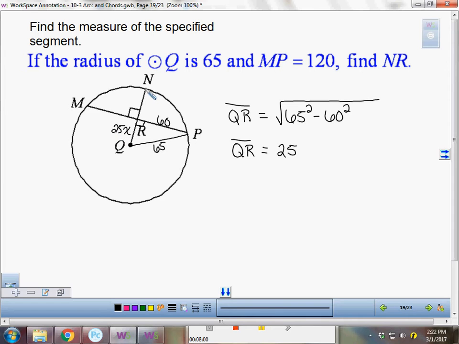So I know that this whole thing is 65. We already talked about that. That's the radius. So if I take off the 25, that's going to leave me with NR. So NR is equal to 65 minus 25, which is 40. And if you don't feel comfortable with skipping those steps, then write it down like we normally do and just work it out. All right? There's nothing wrong with that, and that's perfectly fine.